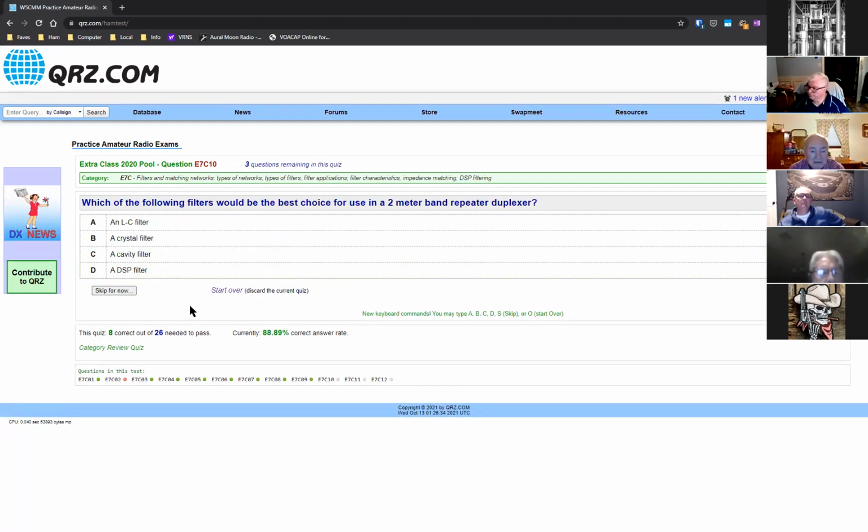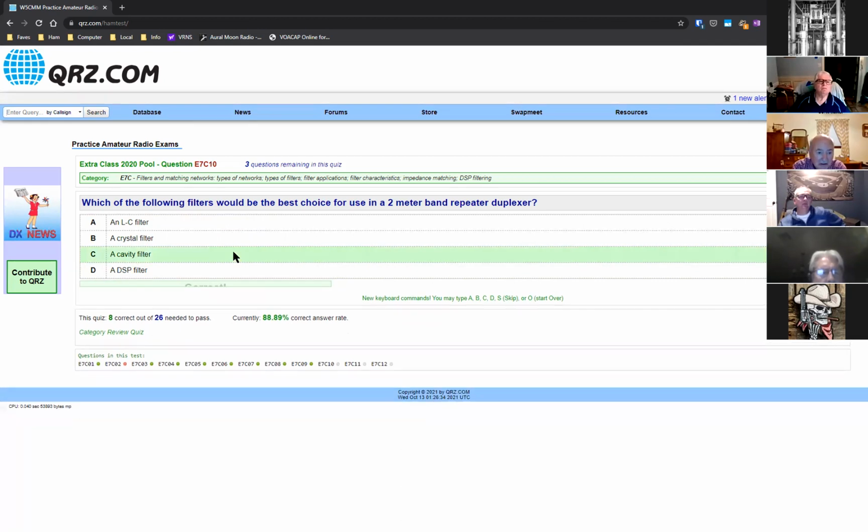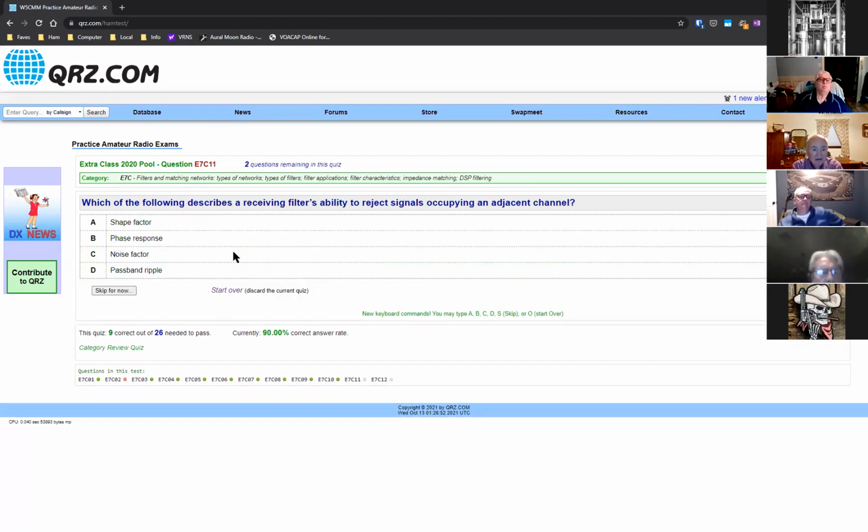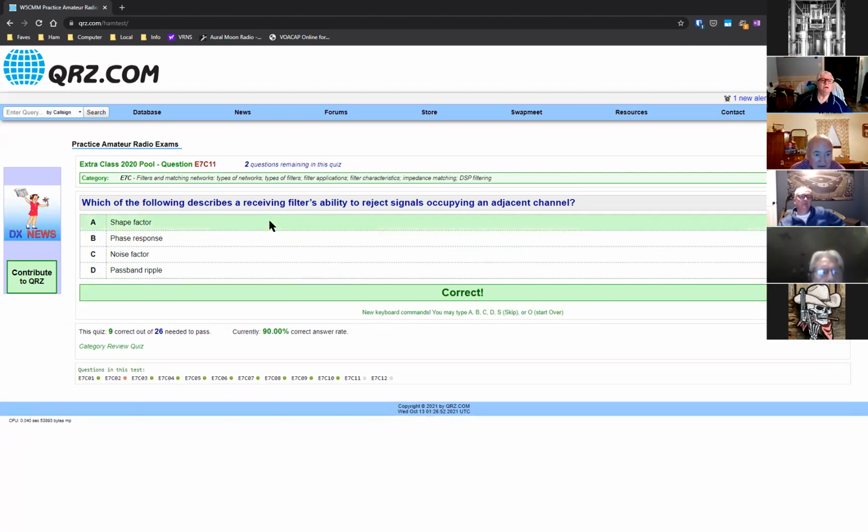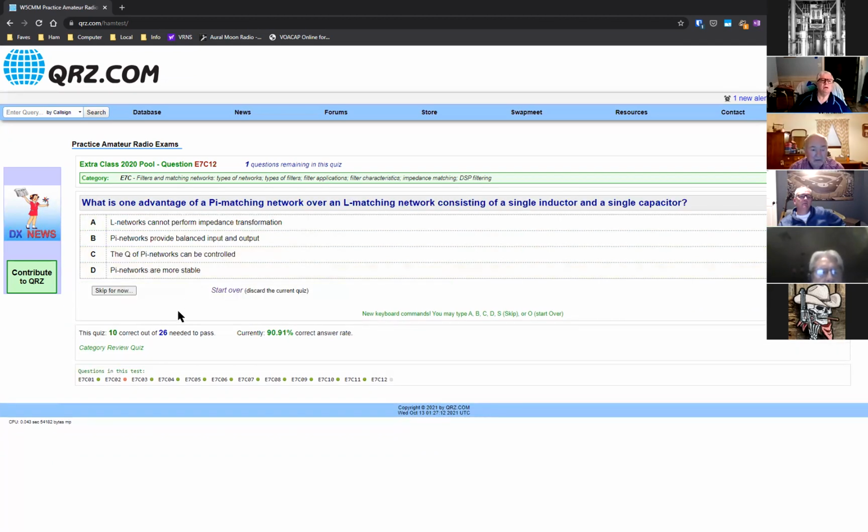Which of the following filters would be a best choice for use in a 2-meter band repeater duplexer? C again. Cavity. Yeah, a cavity filter. Which of the following describes a receiving filter's ability to reject signals occupying an adjacent channel? Shape factor. Yeah. What is one advantage of a pi matching network over an L matching network consisting of a single inductor and a single capacitor?